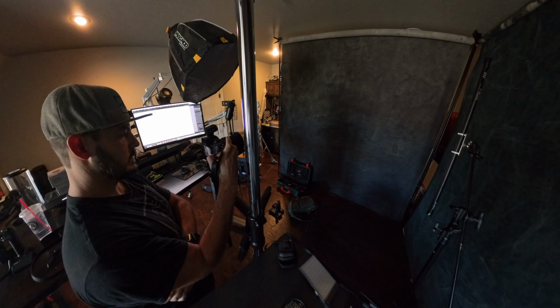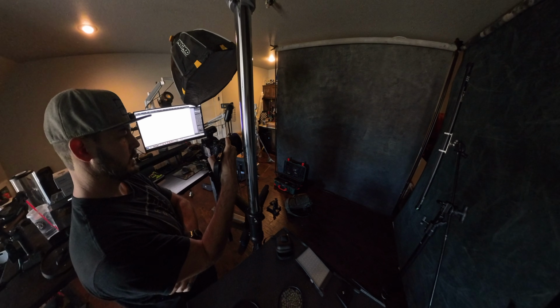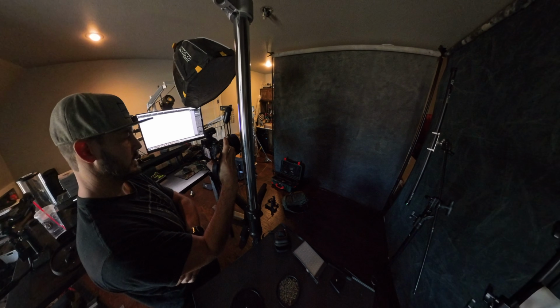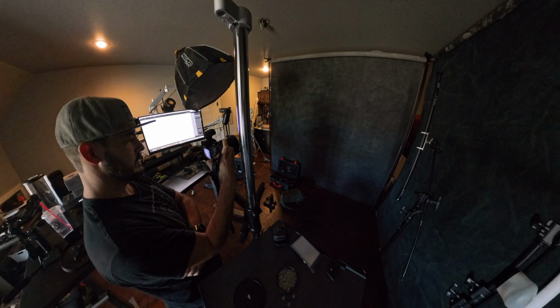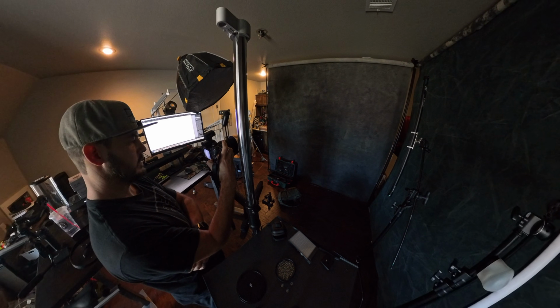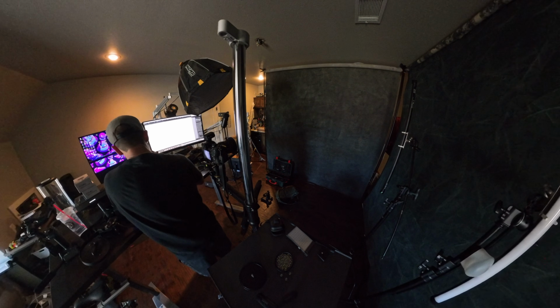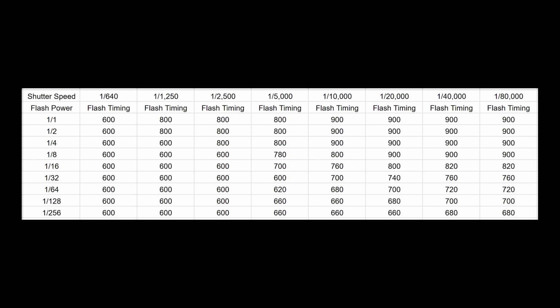In order to combat this sort of guesswork, I decided to just spend a day in the studio and make a chart that could tell me what flash timing I should use for all the various combinations of shutter speed and power I might find myself needing, at least in terms of full stops. So now, with my handy dandy chart, I can set my camera settings, turn on the flash to the starting power, look at the chart to set my flash timing, then take my test image.